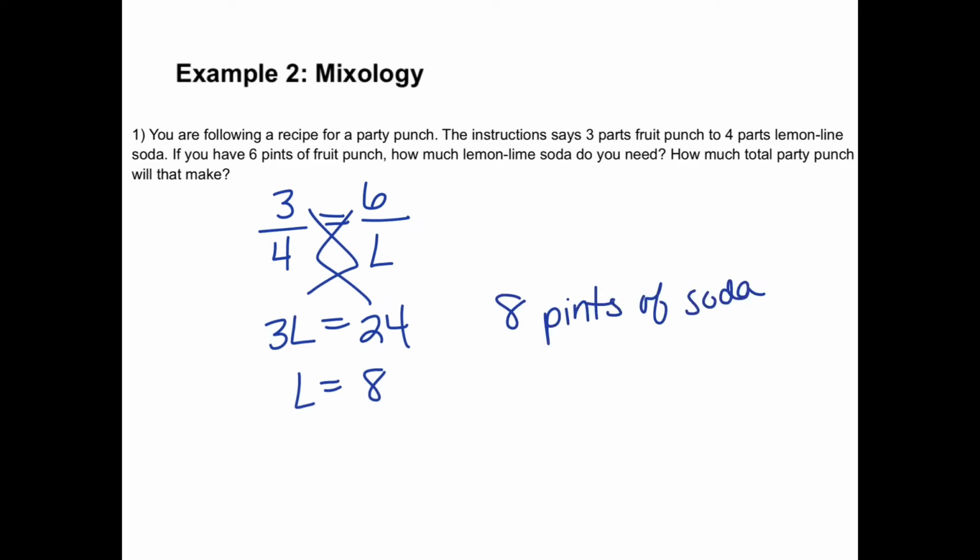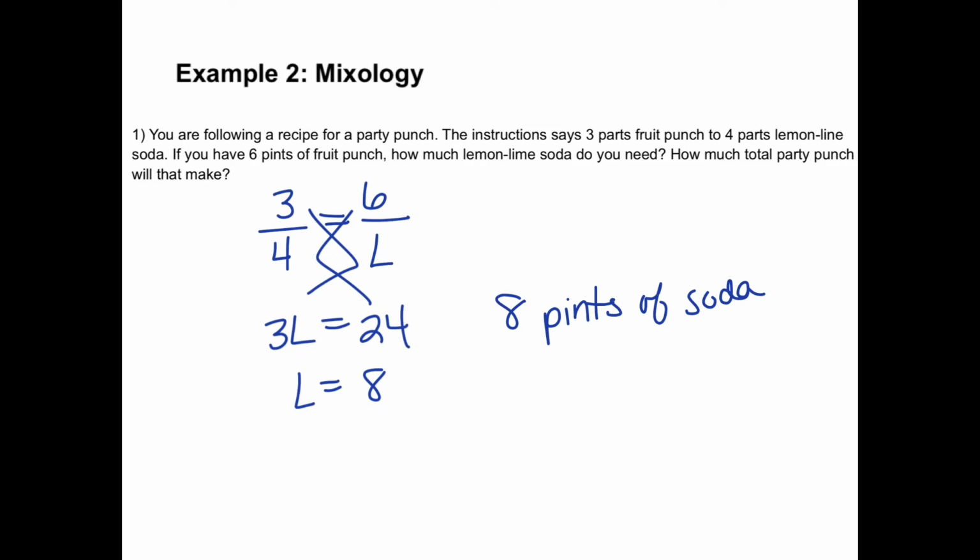So setting up this proportion equation would look like 3 parts of fruit punch to 4 parts lemon lime soda. 6 is going to go up top, and I'll make an L at the bottom. So the 6 is going up top because that's the fruit punch, and then the 3 represents the fruit punch, and then we're going to cross multiply and solve here. So this one ends up being 8 pints of soda.